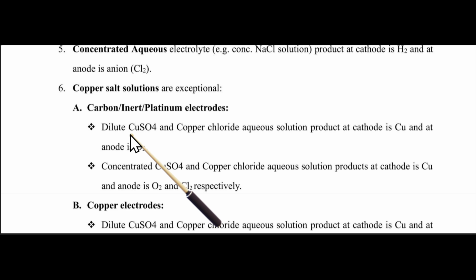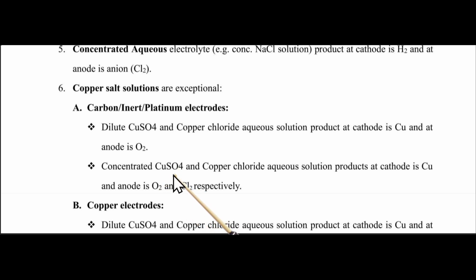But the anode depends on dilute or concentrated, so it will remain the same. If the solution is dilute, then you will get oxygen at the anode. But if the solution is concentrated, then you will get your own anion. For example, in copper chloride, you will get chlorine at the anode. But if it is sulfate, then of course, again, you will get oxygen, not the sulfate ion.